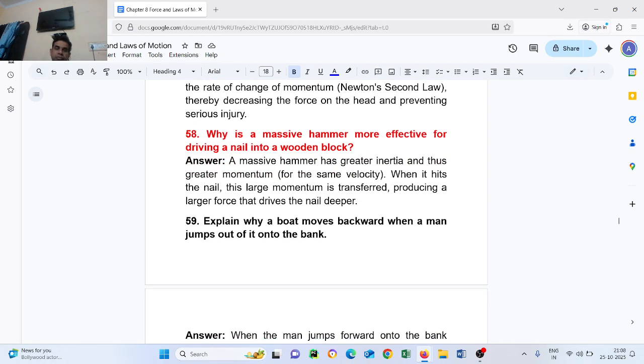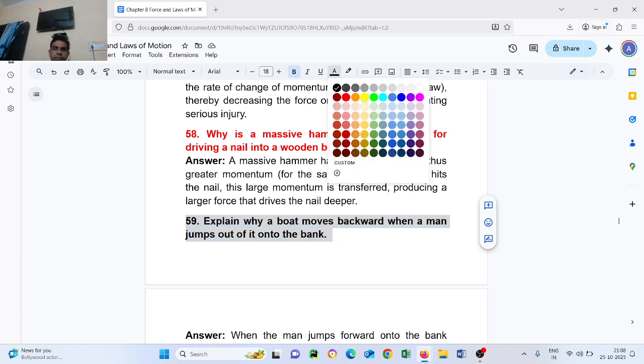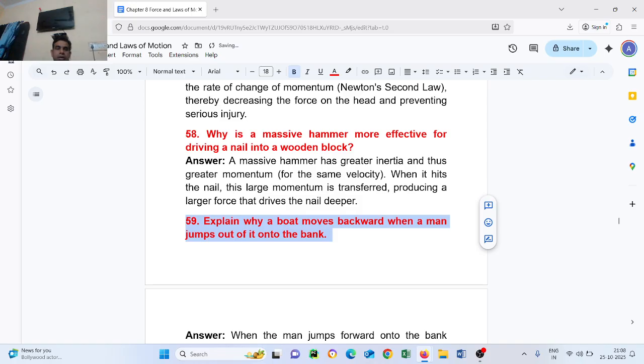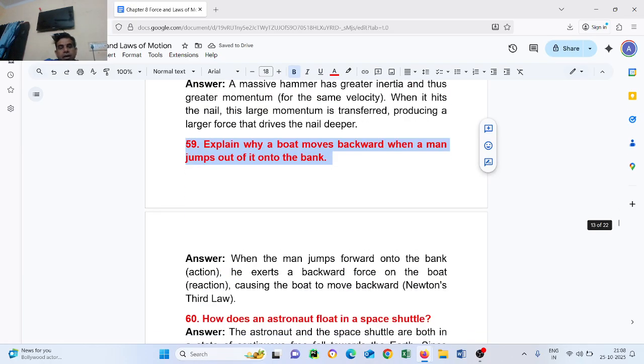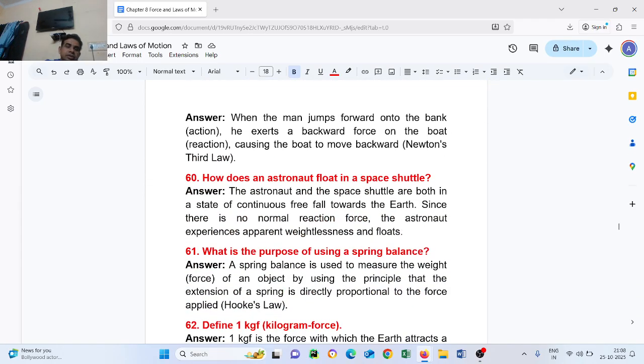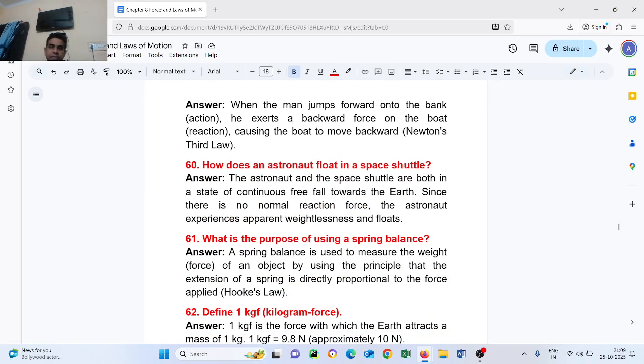Explain why a boat moves backward when a man jumps out onto the bank. When the man jumps forward onto the bank, action, he exerts a backward force on the boat, reaction, causing the boat to move backward. Newton's third law. Question number 60. How does an astronaut float in the space shuttle? The astronaut and the space shuttle are both in a state of continuous free fall toward the Earth. Since there is no normal reaction force, the astronaut experiences apparent weight loss and floats.